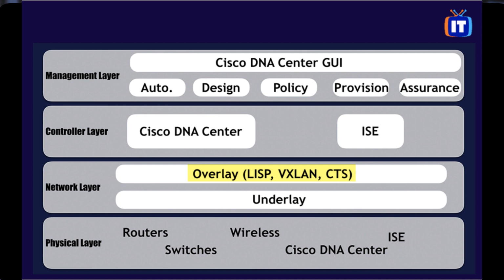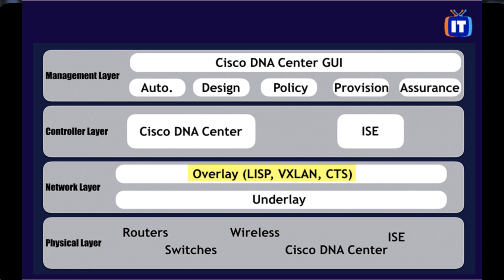So the overlay is going to consist of LISP as the control protocol. It's going to feature VXLAN as the data plane protocol, and then it's going to feature Cisco's TrustSec as what's called a policy plane of operation there at the network layer.